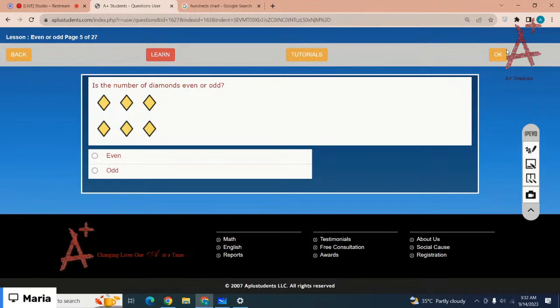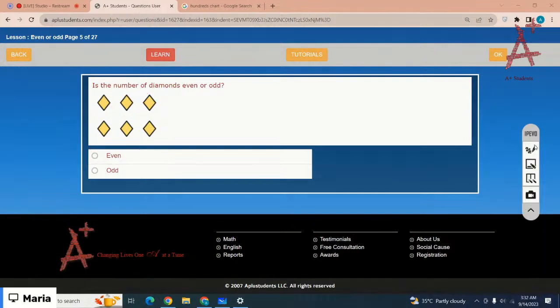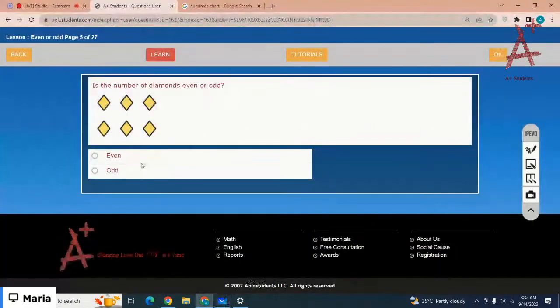If you make a pair of the diamonds, you have three pairs of diamonds and no diamond left, right? That means that would be the even number. So the correct option is even.